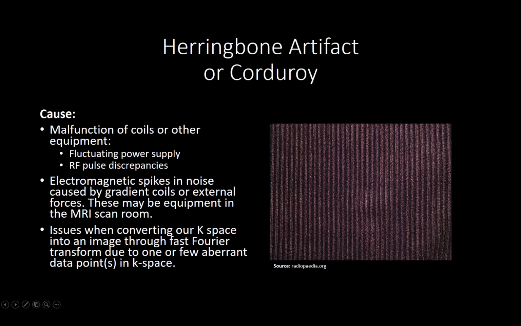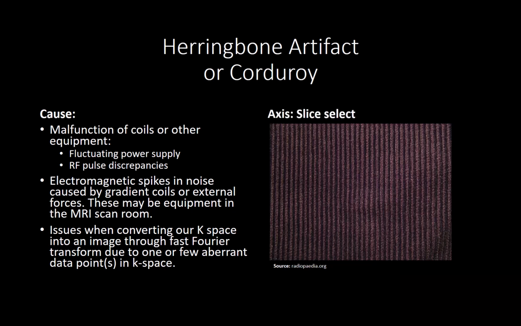Herringbone or corduroy artifact. This is caused by malfunction of coils or other equipment, like the fluctuation of the power supply and/or RF pulse discrepancies. It can also be caused by electromagnetic spikes in noise caused by gradient coils or external forces. This may be equipment in the MR scanner room, or issues when converting our K-space into the image through the fast Fourier transform due to one or few aberrant data points in K-space.